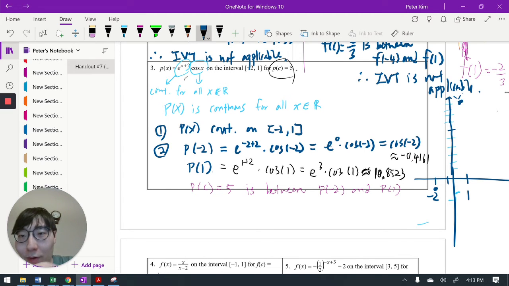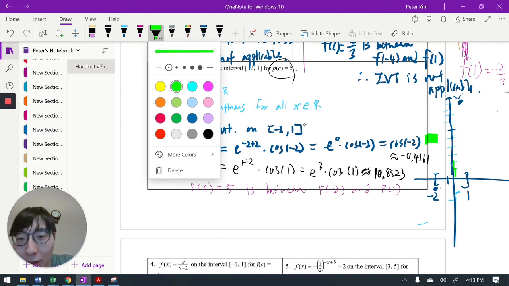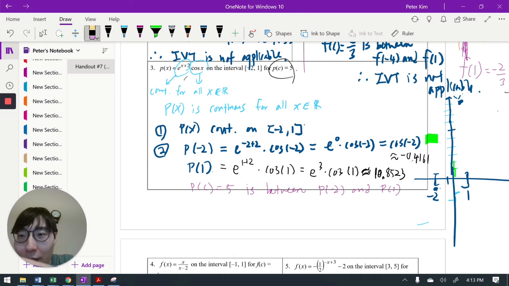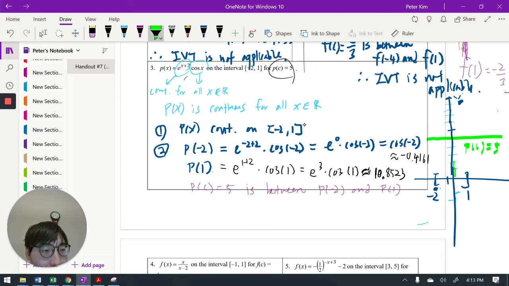And we're assuming that it's continuous from this point to that point in the interval -2 to 1, right? And we're basically talking about 5. 1, 2, 3, 4, 5. And this is too thick. All right, let's try that. 1, 2, 3, 4, 5. Yeah, much better. Okay, so we're saying P of C equals 5.